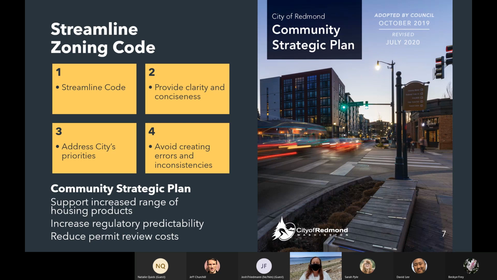So this year, with the first phase, the focus is on streamlining the code, making sure that it is clear and concise, addressing several priorities that the city has, such as in response to COVID-19, and also make sure that as we go forward in changing the code and trying to organize it a little bit better, we avoid breaking the code and creating more inconsistencies.